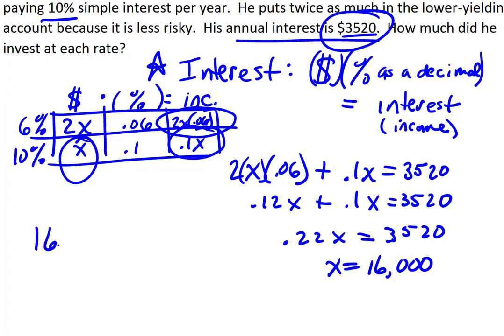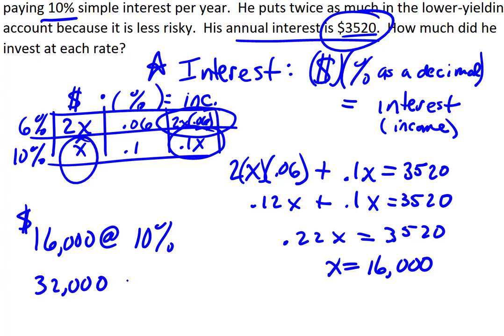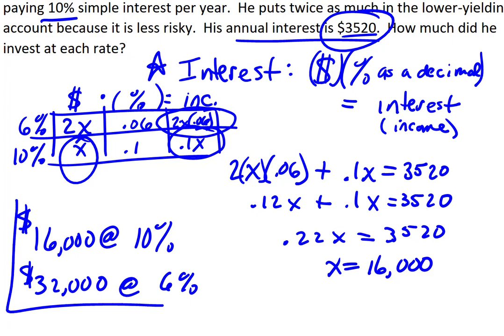So we can say $16,000 was invested at the 10% rate. Then obviously the rest would be the other one. So if x was 16,000, the other amount was 2 times x, which means we could say $32,000 at the 6% rate, and that would cover both of the accounts given in this problem.